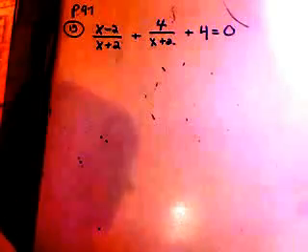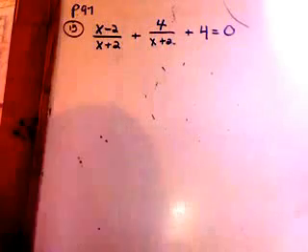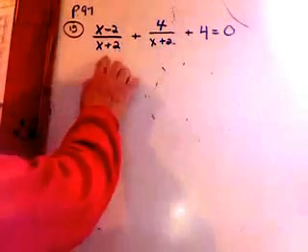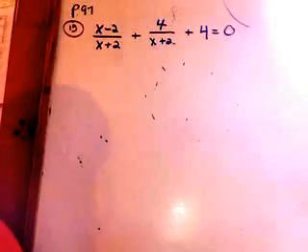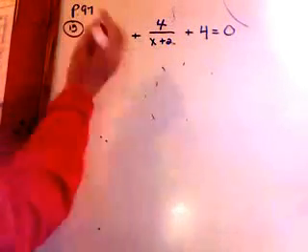Okay, a few more problems. The directions are solve if possible. So, first of all, when you look at this problem, there's two fractions that you see here that have the same denominator. So it sort of makes sense to add the two fractions and write it as one.